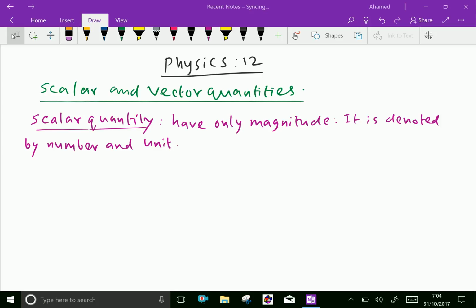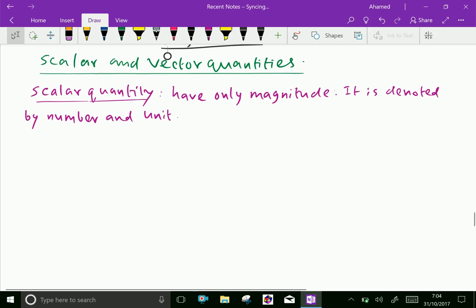A scalar quantity has only magnitude. It is denoted by a number and a unit. For example, length. Length is in meter, kilometer, centimeter, millimeter, micrometer, etc. It has only the unit of length. There is no direction in which we are measuring; we are not considering direction, so this is a scalar quantity.